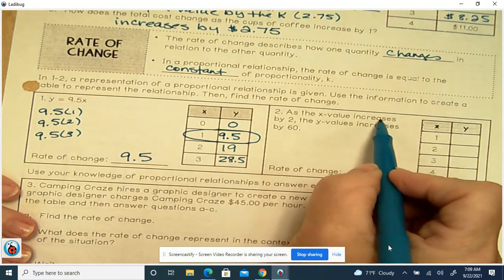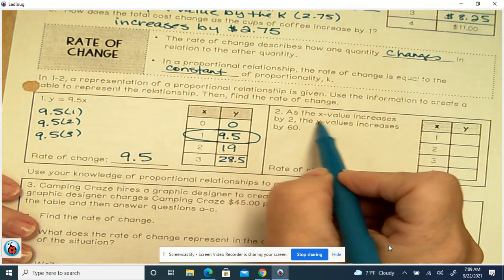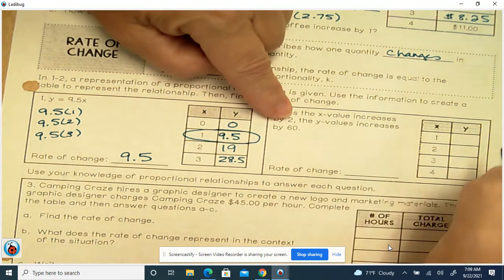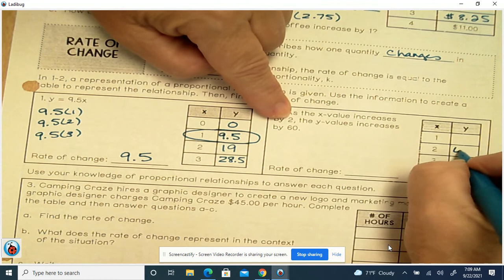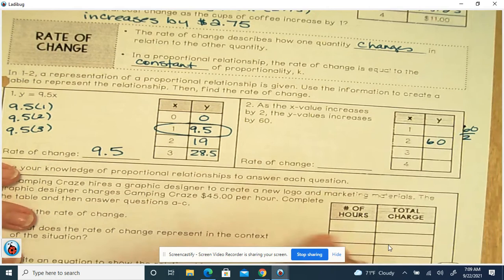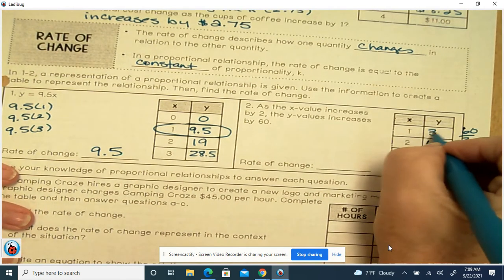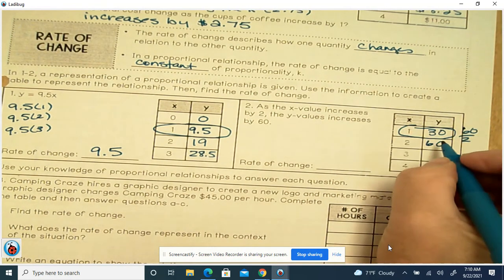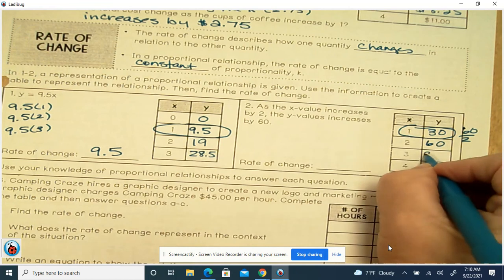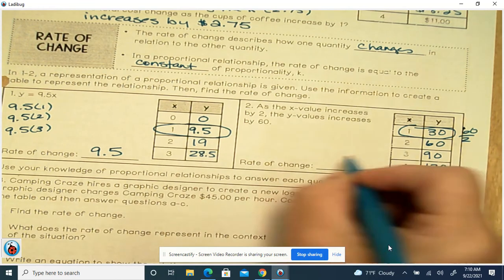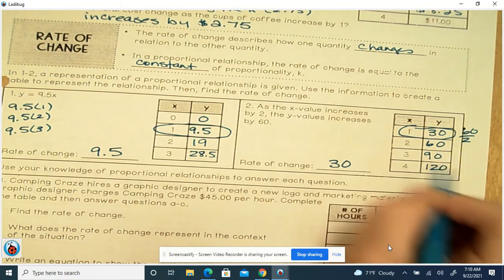As the x value increases by 2, the y value increases by 60. So what that's telling us is at 2, y is 60. If we did 60 divided by 2, we would get 30, and that's what it is at 1. And that's going to be our rate of change. So 30 times 3 is 90, and 30 times 4 is 120, and our rate of change is 30.